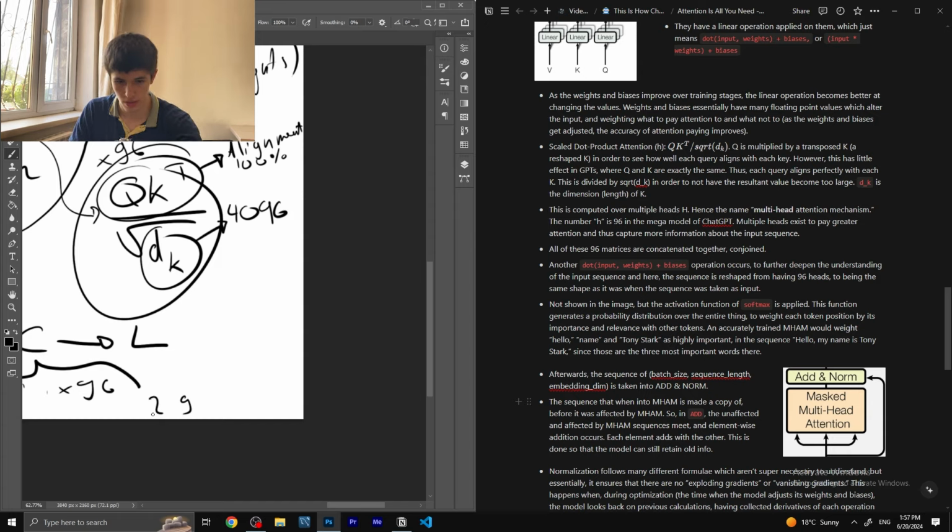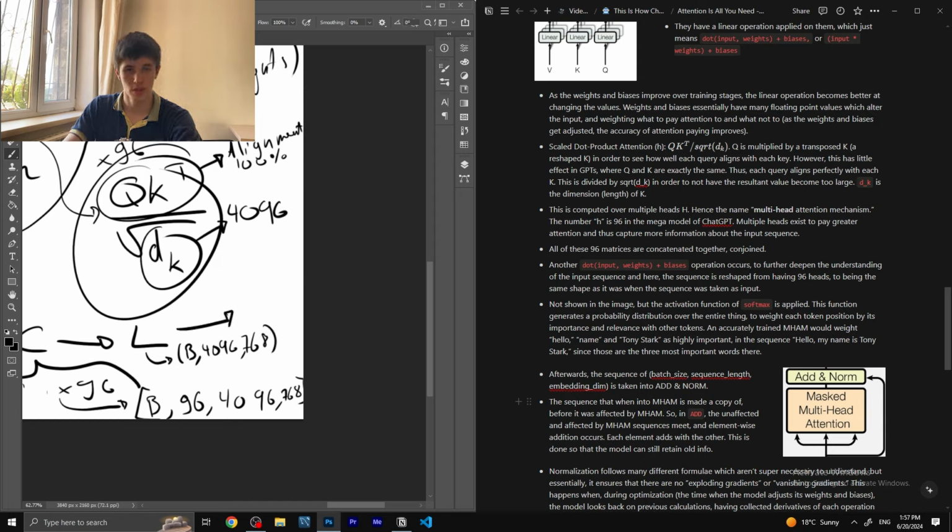96. Batch size would be B, okay? Batch size, heads, and then 4096, 768. I think that's how it would look, but the linear operation, which is dot input weight plus bias, reshapes it to become batch size, and then this and this again. E is just the embedding dimension, but I'll just rewrite it like that. It reshapes it to do that, and also it further deepens the understanding.